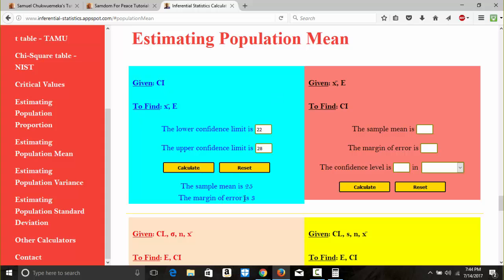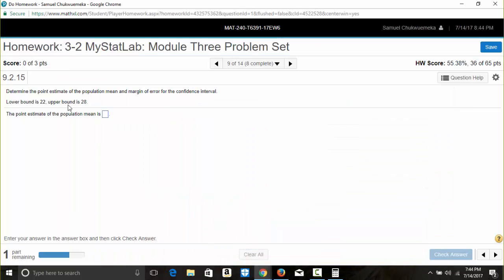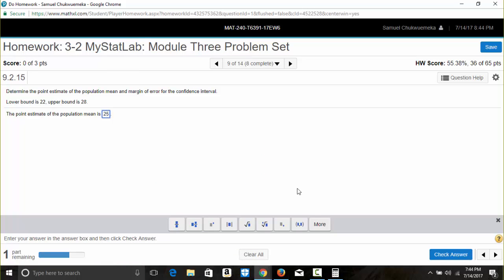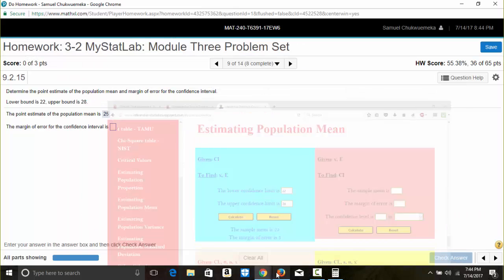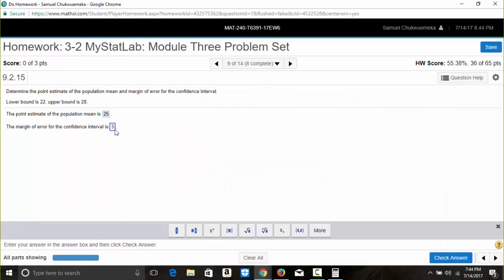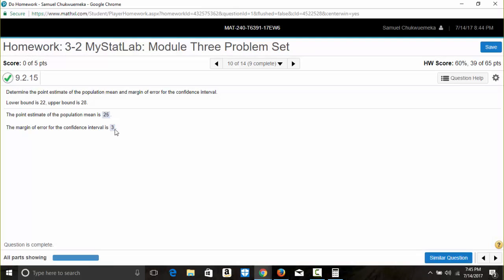So the sample mean is the best point estimate of the population mean. And that sample mean is 25. So come here, you put 25. And the margin of error is 3. Come here, put 3. And that's it.